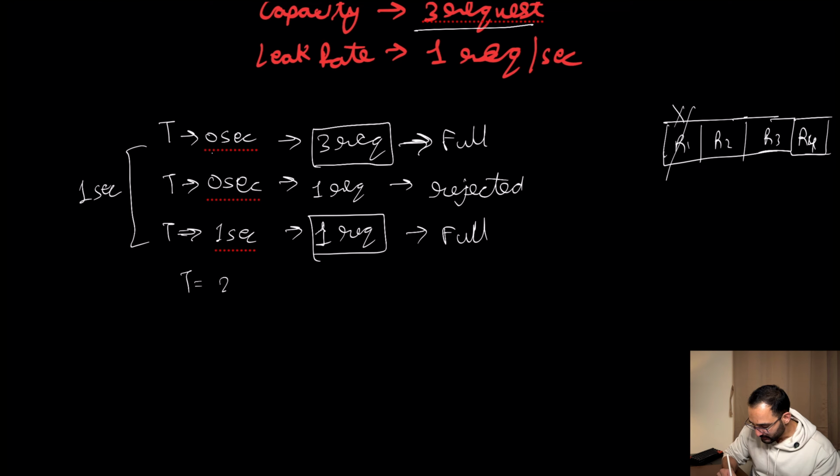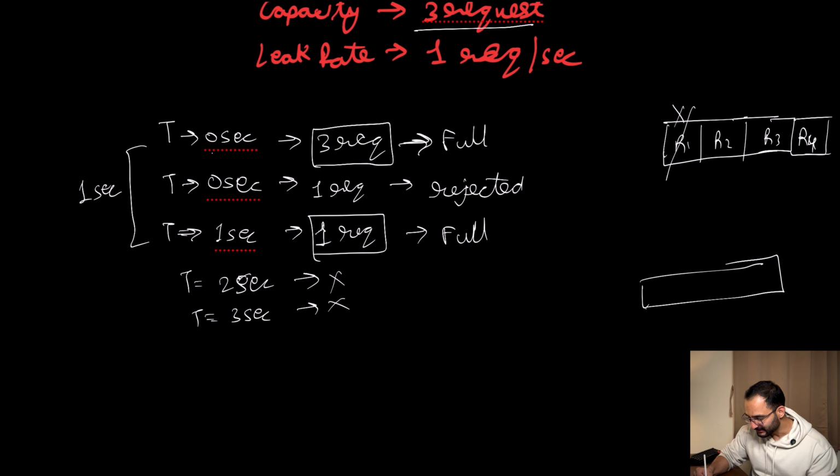At t equal to 2 seconds, we got no request. At t equal to 3 seconds, we got no request. Now after t equal to 3 seconds, this is our bucket size. At t equal to 2 seconds, this got processed. At t equal to 3, this got processed, and now we are only left with 4, and we have capacity for 2.